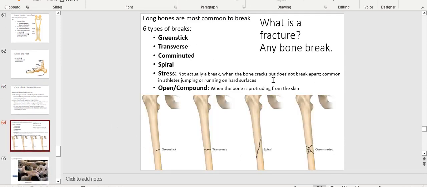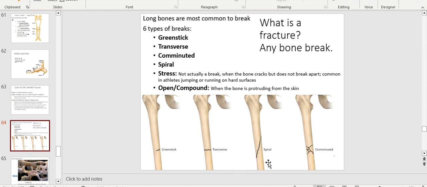Speaking of injury, what is a fracture? It is any bone break. Depending upon whatever medical textbook you get, these are generally the most agreed upon. You have a greenstick fracture, which isn't really a break. It's just kind of a crack, and the bone generally doesn't need to be set. It'll regenerate on its own. You'll have what's called a transverse fracture, which is straight through horizontally against the grain, the length of the bone.